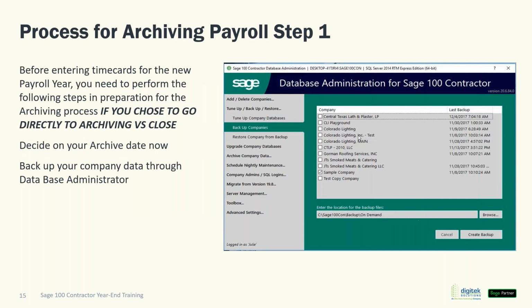So the step for archiving payroll. Again, you have to archive payroll before entering time cards if you're not doing the close. If you're going straight to archive, make sure you archive before processing 2024 payroll. You want to decide on your archive date now because it can take a little while to archive depending on how big your database is. And when you are archiving, you have to have exclusive access so nobody can be in the system working on it. So again, it's probably a good idea to start figuring out a date and time.